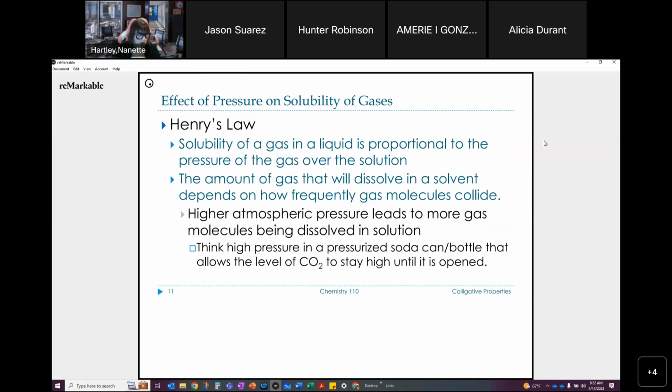This is why sodas are given the space that they have between the top and the bottom, and we put in an overpressurization of carbon dioxide, because that drives that carbon dioxide into that solution. So we get more of it in the solution, and we keep more of it in the solution because the temperature is low. All of those things work to keep that thing carbonated when we open it. So higher atmospheric pressures lead to more gas molecules being dissolved in the solution, and that's exactly what we're talking about, making sure that pressure is really high above it to keep it in.